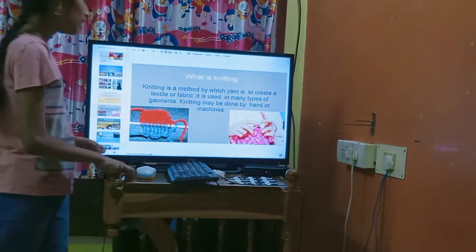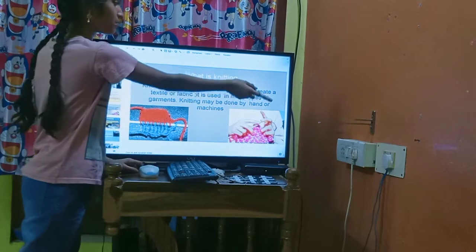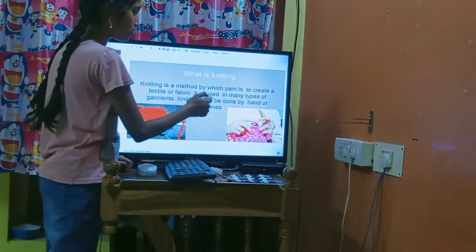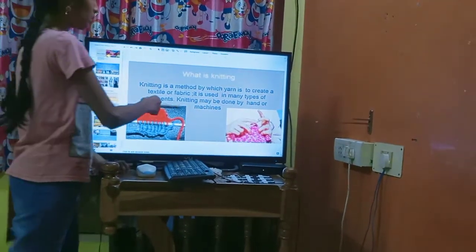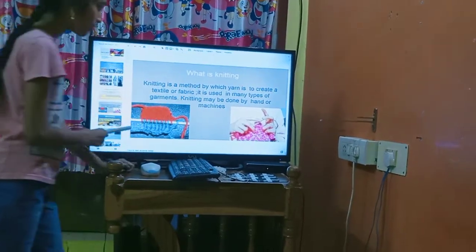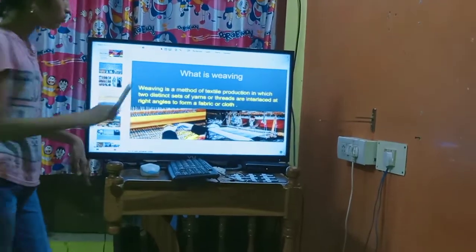What is knitting? Knitting is a method by which yarn is used to create a textile or a fabric. It is used in many types of garments. Knitting may be done by hand or machine. You can see here knitting. They are making it.